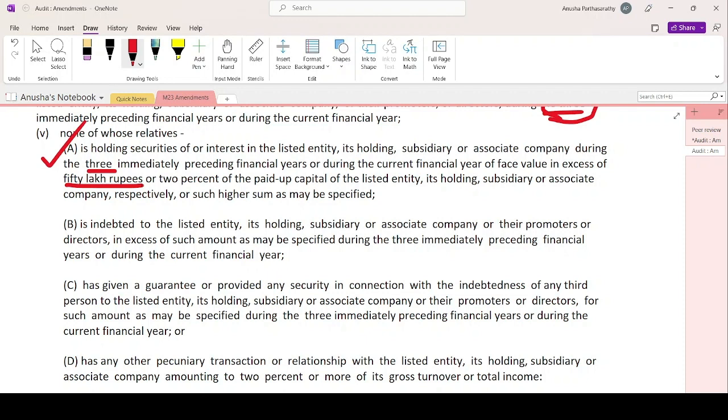50 lakh rupees or 2% of the paid up capital of the listed entity, its holding, subsidiary or associate company, respectively, or such higher sum as may be specified. This holding of securities or interest should not exceed the face value of 50 lakh rupees or 2% of the paid up share capital of the listed entity.